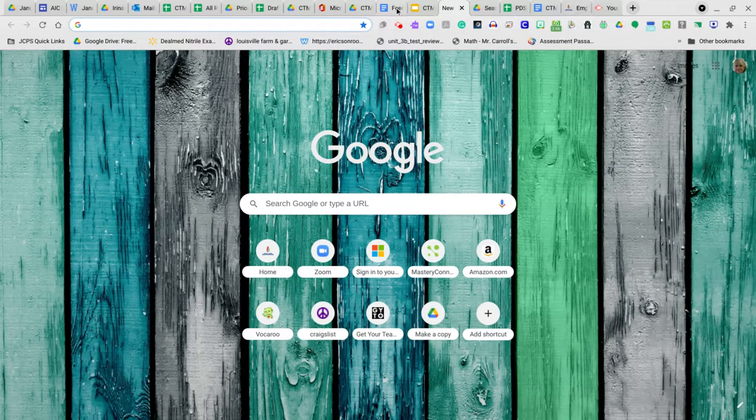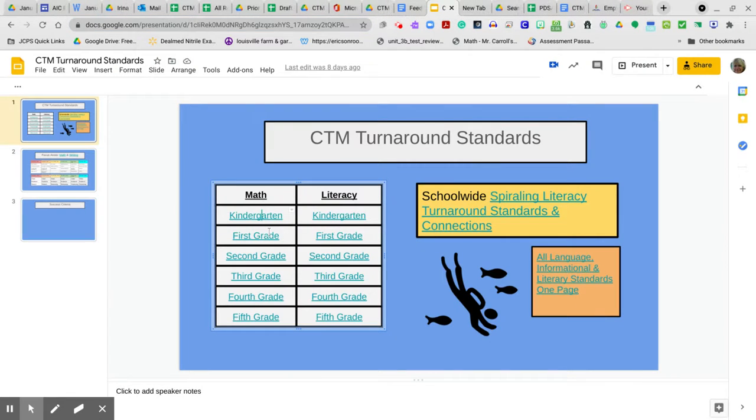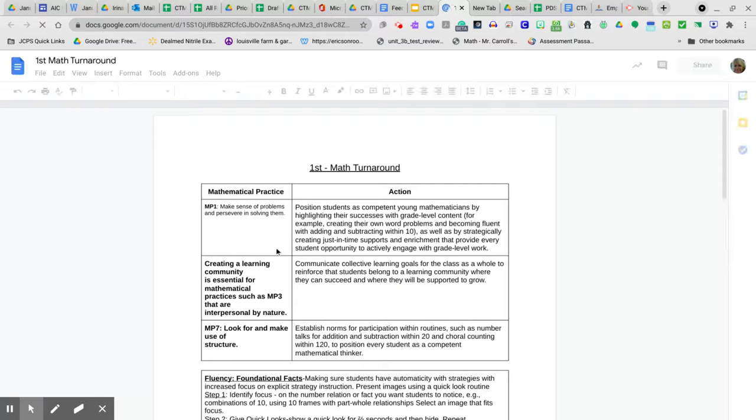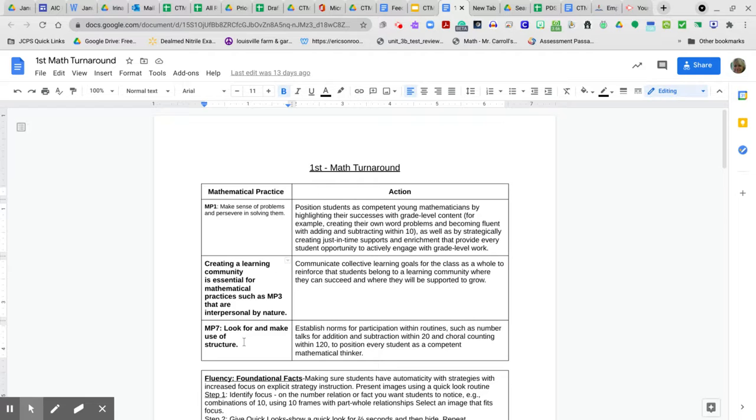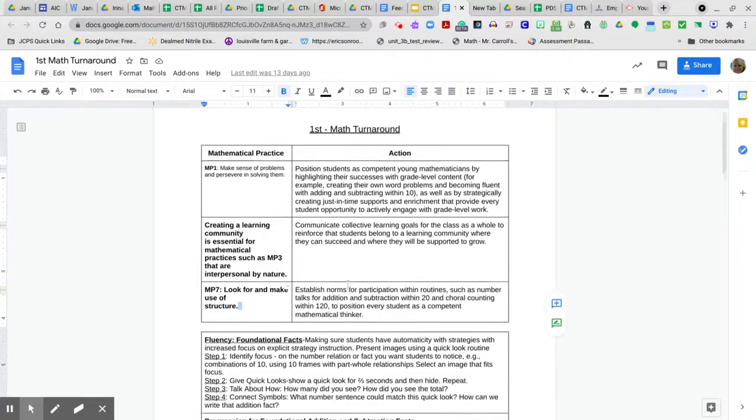Oh, sorry, went back to a normal screen here. Let's look at first grade. Again, notice those mathematical practices. In first grade, you have a little bit more coming to you. You have MP1, MP3, and then you have MP7 here. And then you have actions, right? The how and the why for the mathematical practices.